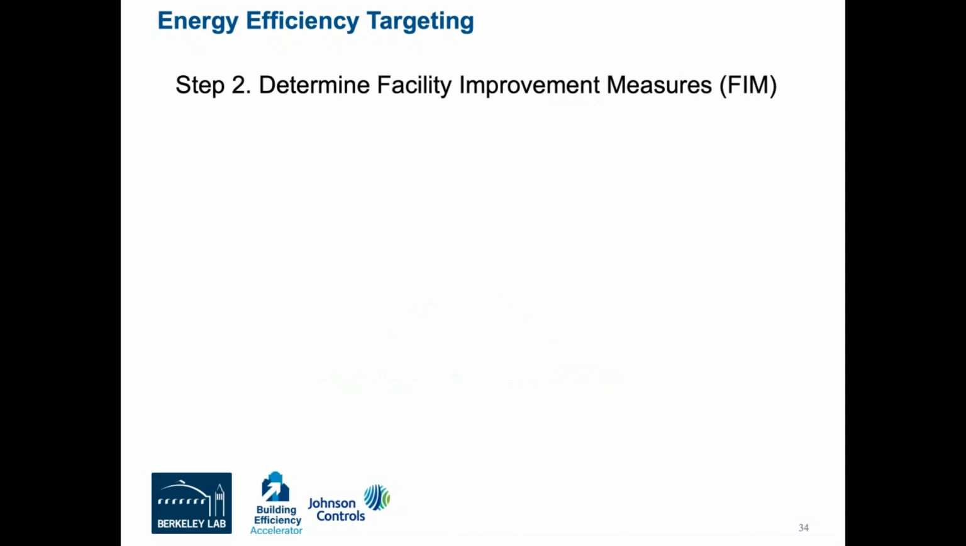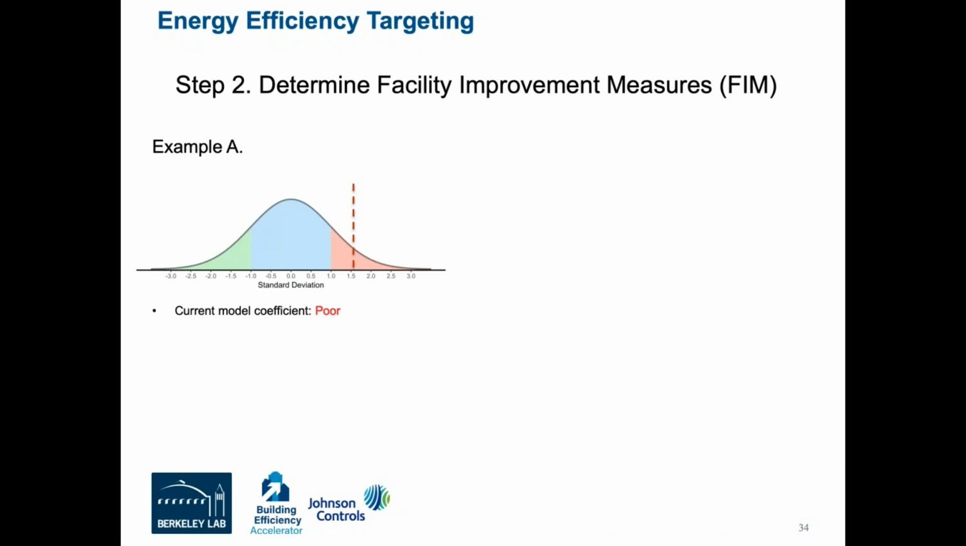What happens following the target selection is the selection of facility improvement measures within Better, and I'll talk a little bit about how this works. So let's say we're working with the same building that I mentioned earlier, and we're working with the coefficient of electric baseload. So Better determines that by comparing this given building's electric baseload, that the current performance is poor relative to the underlying database.